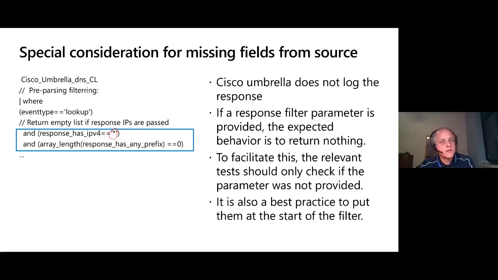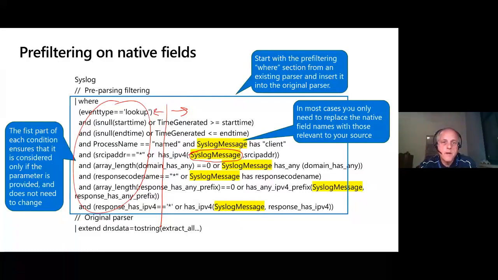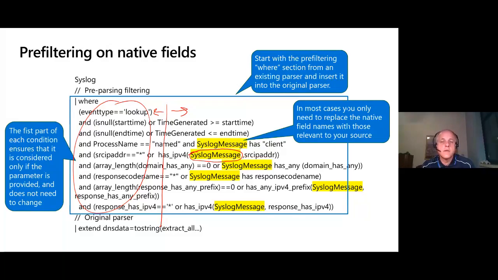Now, pre-filtering may provide unnecessary records. The reason is that we filter on the syslog message, and what we look for may be available, maybe part of something else. For example, we may be looking for an IP address, but it's not part of the response. It's actually the client IP address, because the syslog message has everything.